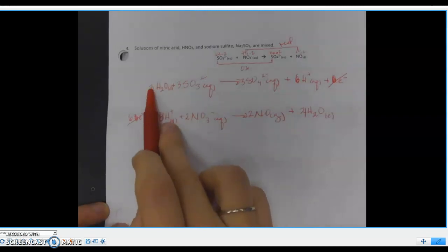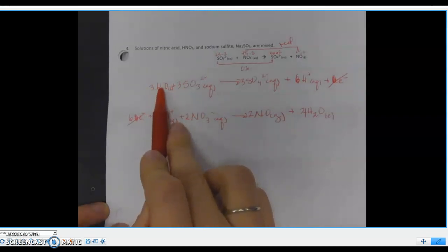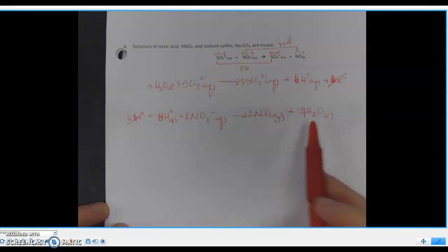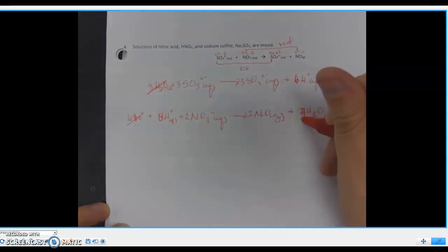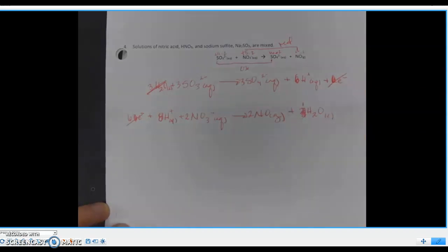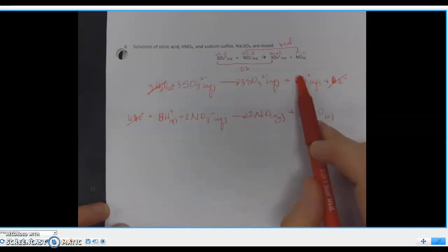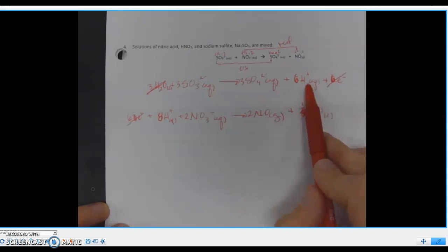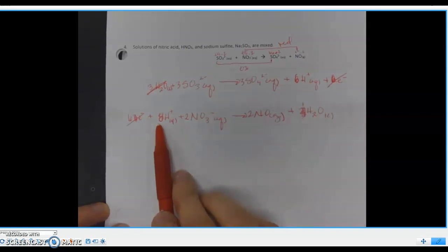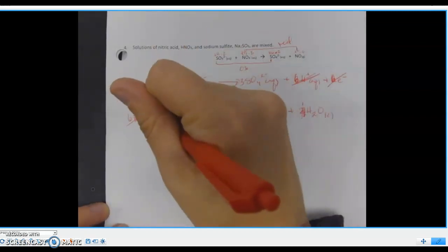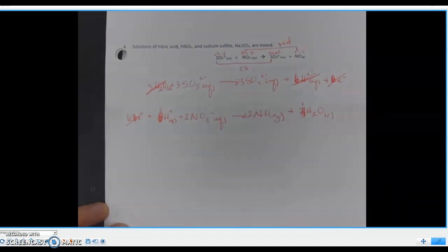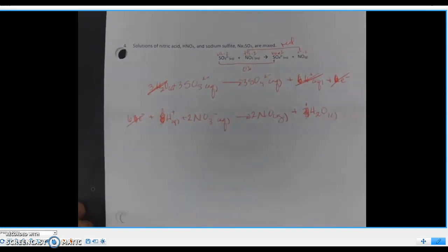Like I have 3 water molecules, and then there are 4 water molecules. So all of those are going to cancel, and then I'm going to be left with 1 water molecule on the product side. And then I have 6 H plus ions on the product side, and I have 8 on the reactant side. So all of those will cancel, and I'll be left with 2 H pluses. Okay, so that's everything that cancels.